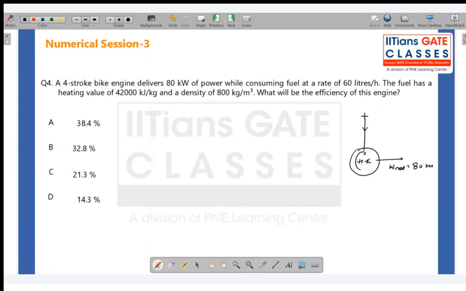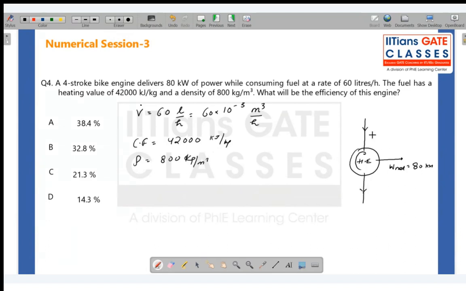60 liters per hour. So this is basically the volume flow rate. Volume flow rate is equal to 60 liters per hour, or I can write 60 into 10 to the power minus 3 meter cube per hour. The fuel has a heating value, that is calorific value, of 42,000 kilojoule per kg and density is equal to 800 kg per meter cube. What is the efficiency?